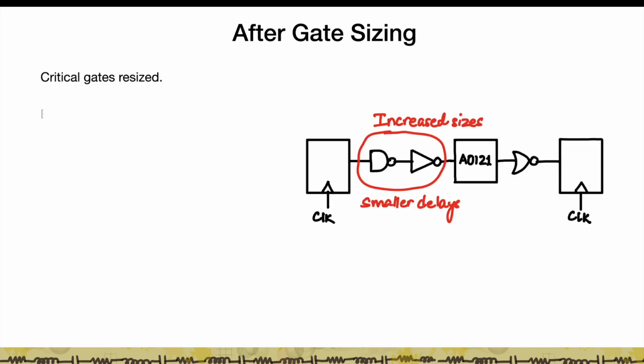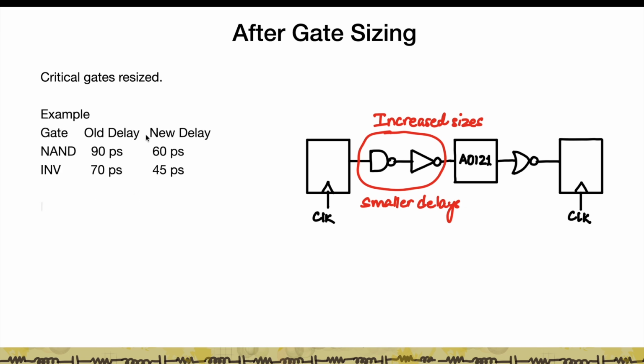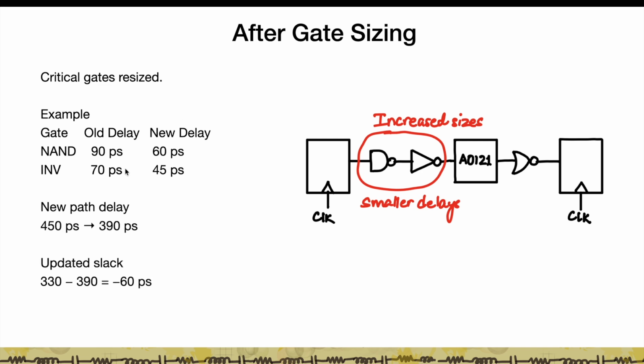So here's what the sizing buys us in numbers. The NAND delay drops from 90 picoseconds to 60 picoseconds, a 30 picosecond improvement. The inverter drops from 70 to 45 picoseconds, another 25 picoseconds saved. So we've recovered 55 picoseconds here. Path delay goes down from 450 picoseconds to 390 picoseconds, and hence the updated slack goes to minus 60 picoseconds. We have cut the violation in half.